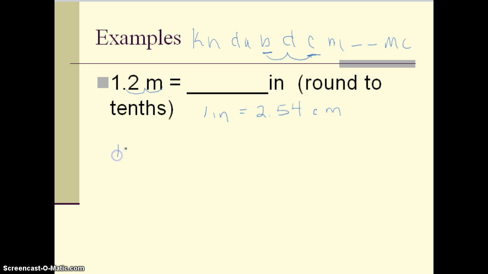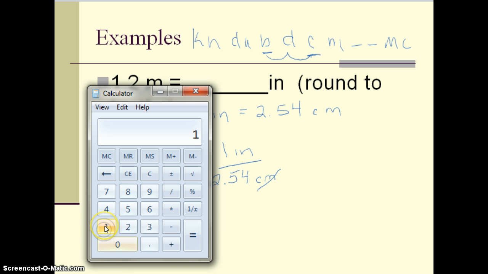So I now have 120 centimeters. Then I can set up my dimensional analysis, so over 1. And I know that I want centimeters on the bottom, so 2.54, and 1 inch on the top. So centimeters cancels. I'm ready to have my calculator.